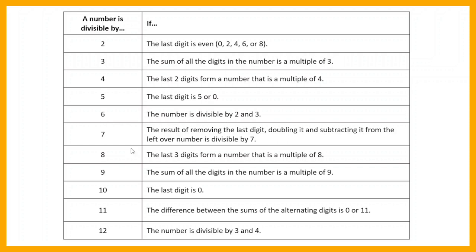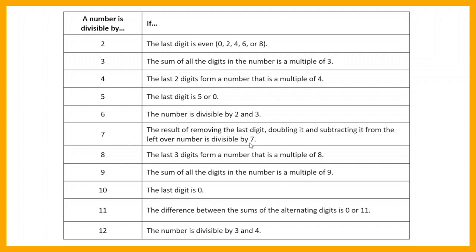The rule for 7 is a little bit complicated, and honestly, I generally don't recommend using it because it actually doesn't really save you time. It's easier to just use your calculator, type the number in and divide by 7 and see if it works out to a non-decimal answer. So the rule is here, and you can use it if you want to.